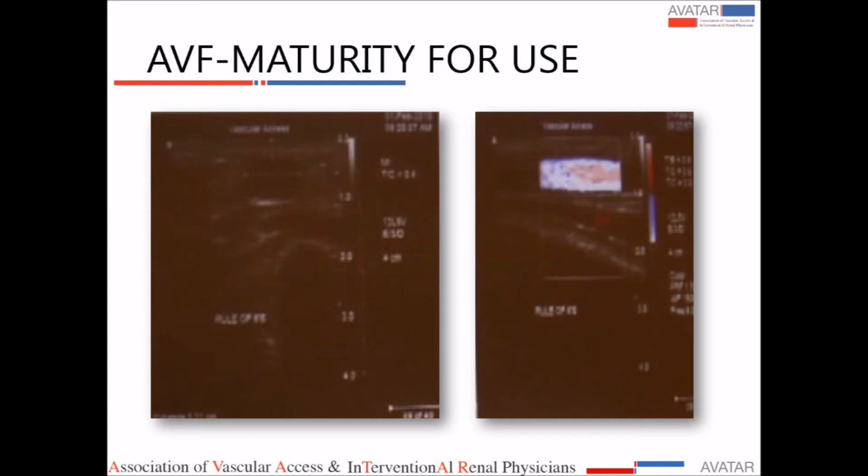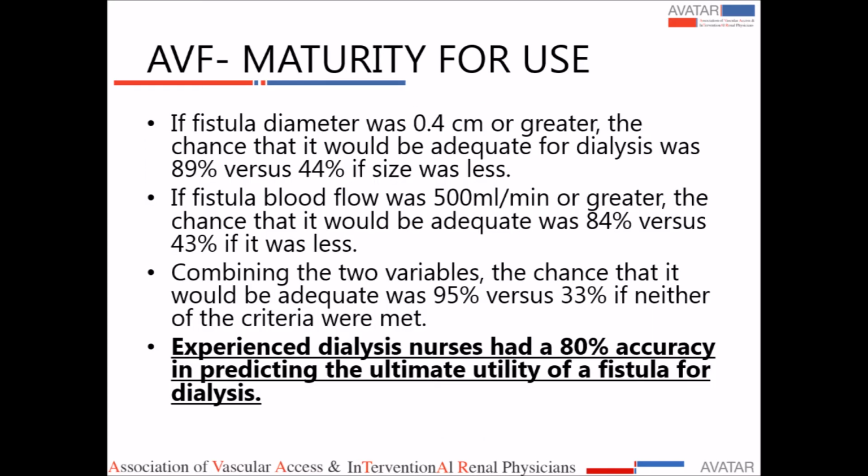And this rule of sixes didn't just come out of the air. This was based on Robbins' criteria. This was a landmark paper that was published maybe 10, 12 years ago. What they showed was that if the fistula diameter was at least 0.4, and if the flow in the access was at least 500 milliliters per minute, if you combine the two, you were able to have a 95% predictive value that that fistula would be successful. And just to make it easier to remember, it got changed into what's called the rule of sixes, so you don't have to remember different numbers.